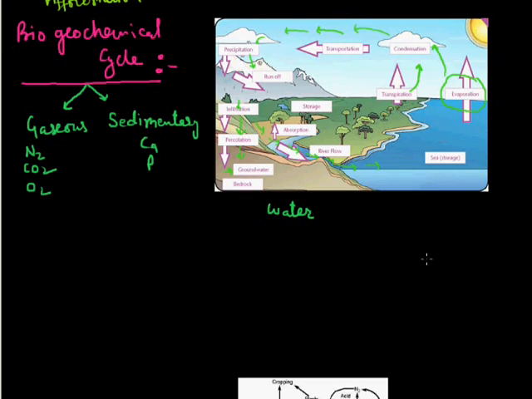Water is a very important molecule which is essential for the survival of human beings on land. So this is an important biogeochemical cycle. Now we discuss another important biogeochemical cycle, that is the nitrogen cycle.